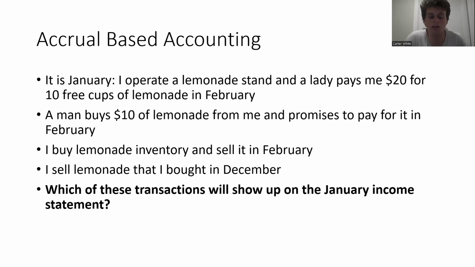So in January, there would not be any cost of goods sold associated with this third bullet point, because we're not actually selling that inventory during January. Fourth, I sell lemonade that I bought in December. This is kind of the opposite again, right? We bought it in December, so the cash left us in December. However, we actually sold this lemonade and incurred this expense in January. So it would show up as cost of goods sold in January. So that's kind of how accrual accounting and cash accounting works.